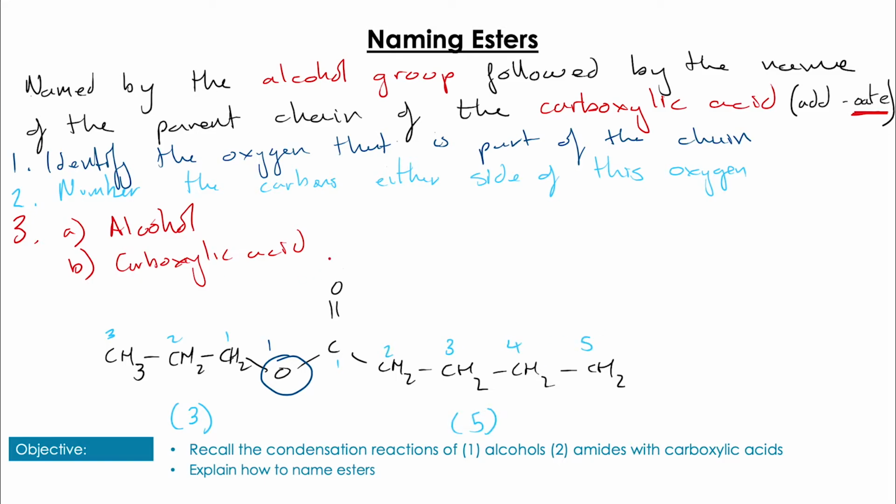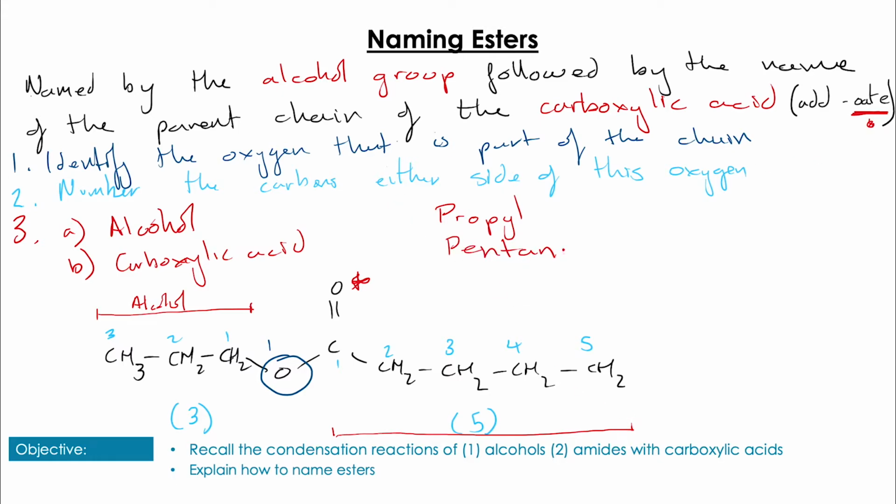this case. Now we need to identify which one is the alcohol, which must be the side without the carbonyl group, and that is a 3 carbon chain, so it must be propyl as the first word, and the other side with the carbonyl group must come from our carboxylic acid, which has 5 in this case, so we get pentan, and then we add the oate, so we have propyl pentanoate as our final name.